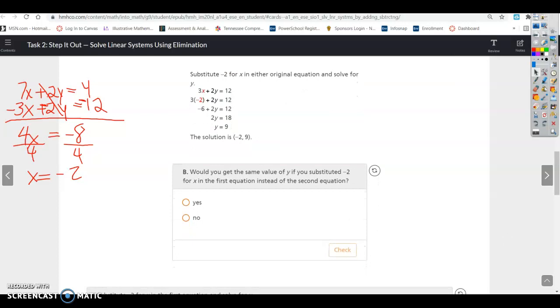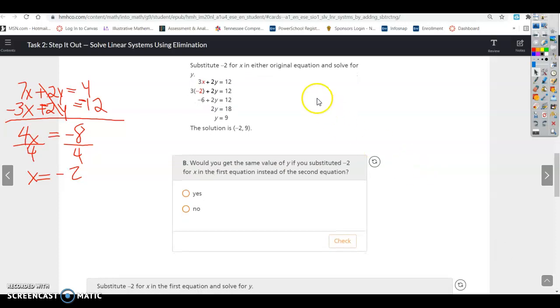All right, so substitute negative 2 for x in either original equation and solve for y. All right, so you can see they took the equation 3x plus 2y equals 12. So they took the second original equation, and then they just substituted negative 2, which is what we found for x, in for x so they could solve for y. So 3 times negative 2 is negative 6. Then I'm going to add 6 to the other side, gives me 18. Divide by 2, y equals 9. So x is negative 2, y is 9, so my solution is negative 2, 9.